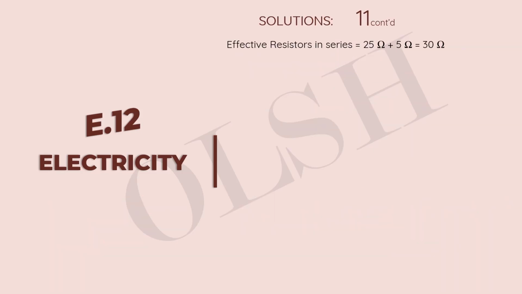To do that, we have 25 plus 5 ohms, which is 30 ohms. That's the effective resistance of the circuit. So 25 ohms sums up with 5 ohms to give us 30 ohms, where 25 ohms is the resistance of R1 and 5 ohms is the effective resistance we got for R3 and R2. Therefore the current through R1 is the current through the circuit.